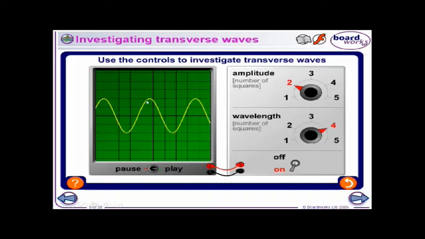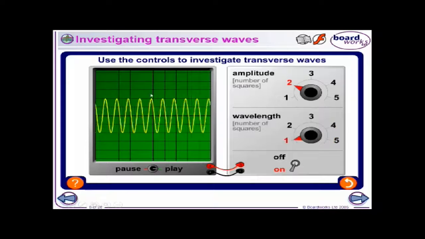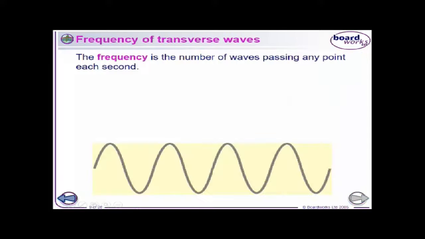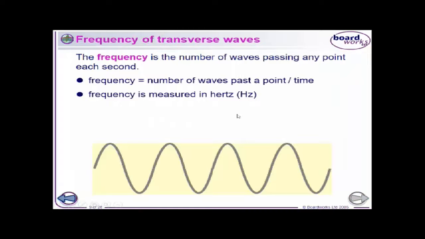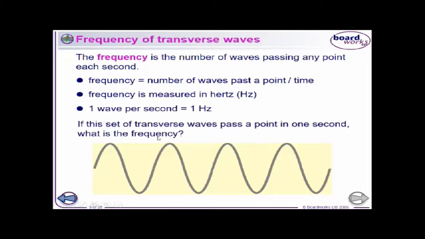If I increase the wavelength, that's fewer waves passing per second. Decrease the wavelength, and there's more waves passing per second. So decreasing the wavelength increases the frequency. So here we've got frequency: the number of waves passing a point per second, or unit of time. And we measure that in a unit called hertz. So 1 wave per second is a hertz.